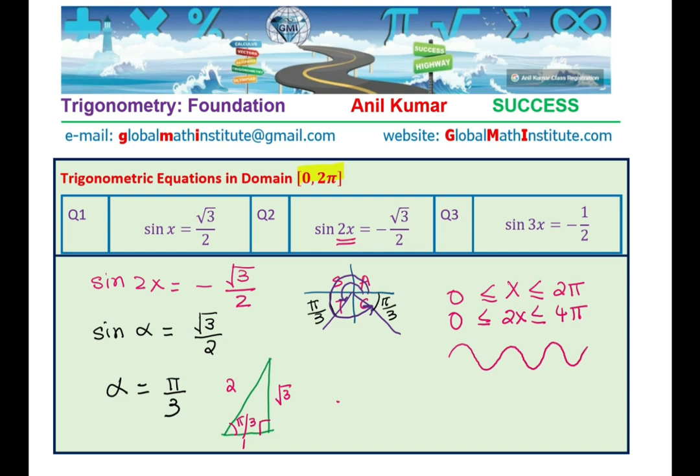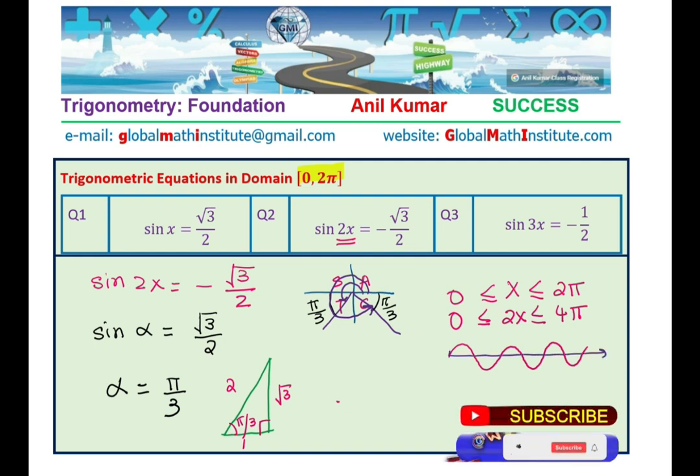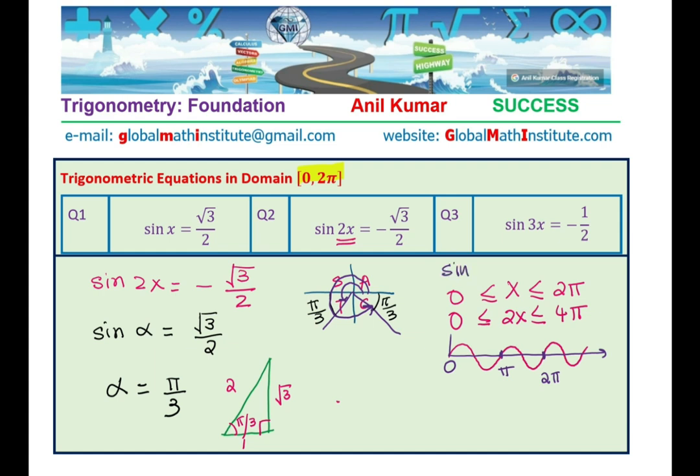So I'm just drawing these sine waves just to show you that between 0 to 2 pi, we will actually have two sine waves, since sine 2x will have two waves within 0 to 2 pi. And you can clearly see that square root 3 by 2 in this particular case will have four solutions, right? So we are having four solutions.